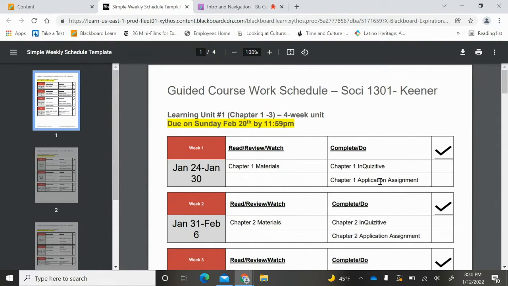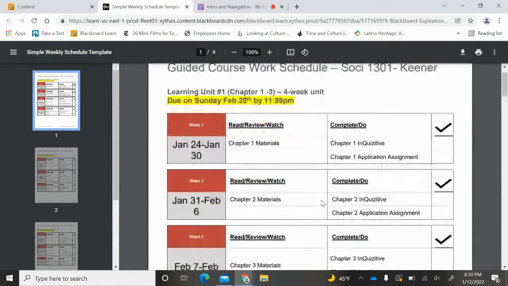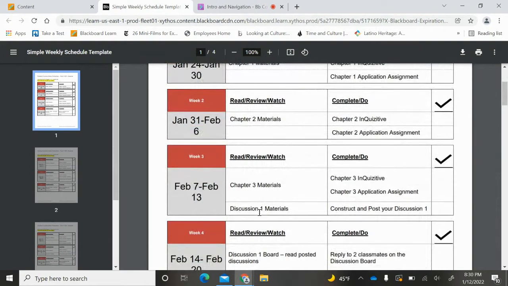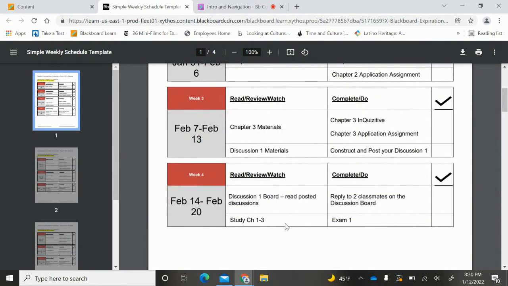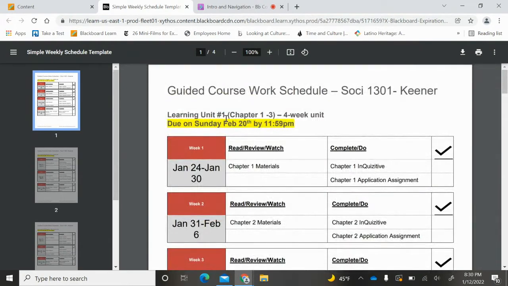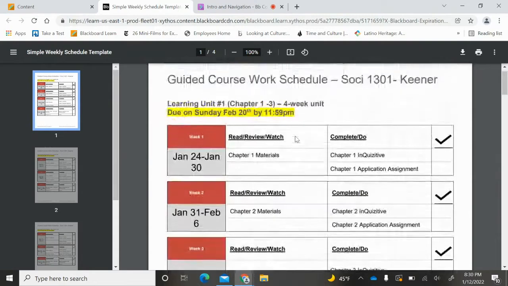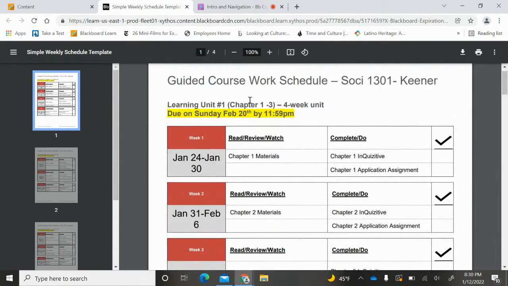It's kind of self-paced, but once you do that, you want to check mark it over here in this area, and then you want to move on. Chapters 1, 2, and 3, plus discussion 1 and exam 1 all fall in Learning Unit 1. It's a 4-week unit, so you have 4 weeks to complete all of those different assignments. The entire unit is due on Sunday, February 20th by 11:59 p.m.